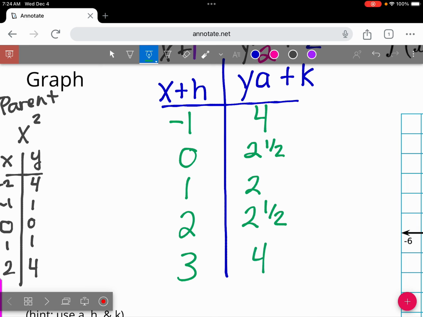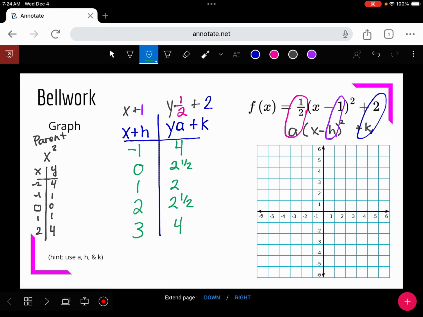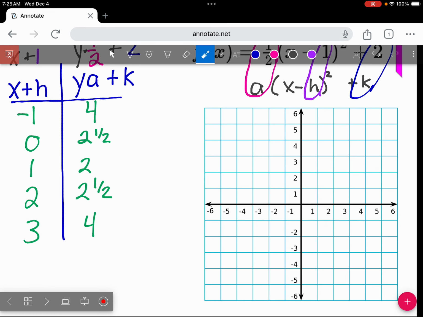So before I draw these points, I'm going to ask us another question. What transformations do we expect to happen here? What should this look like? What does the a of 1/2 tell us is going to happen? It's going to compress. It's going to be short and squished. How about this h of 1? What does that tell us is going to happen? Right. It is going to move right 1. How about this k of 2? Up 2. So let's see if that happened when we plot up these points.